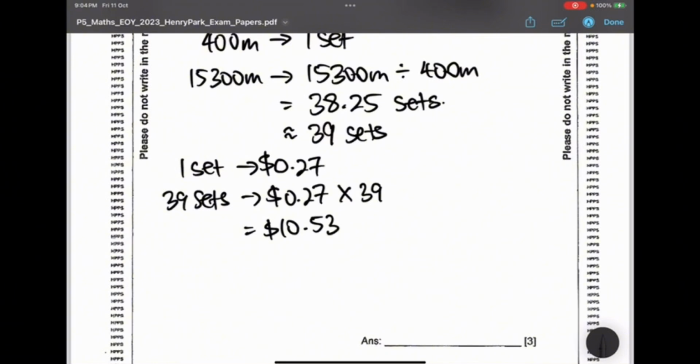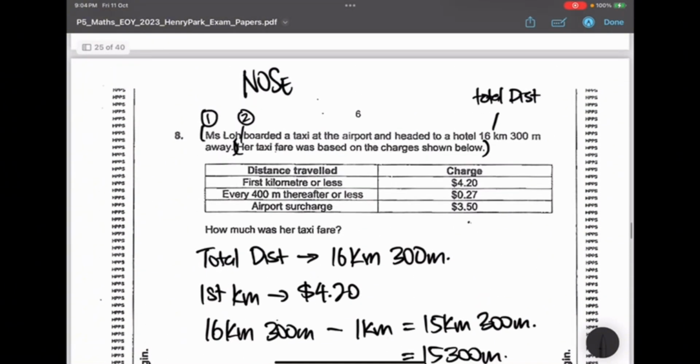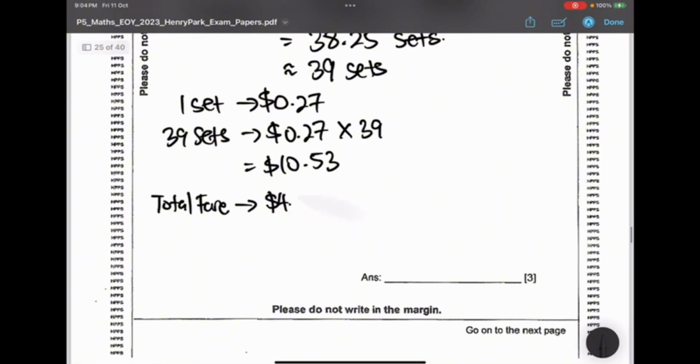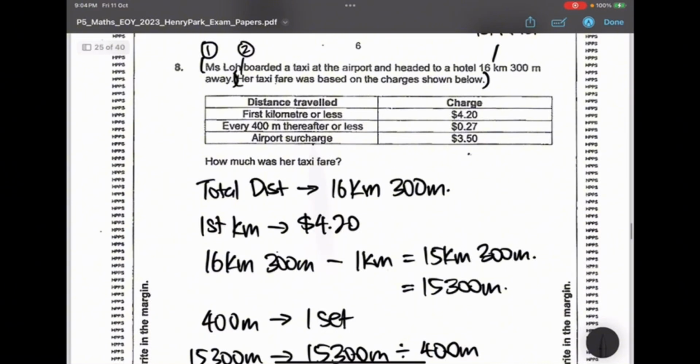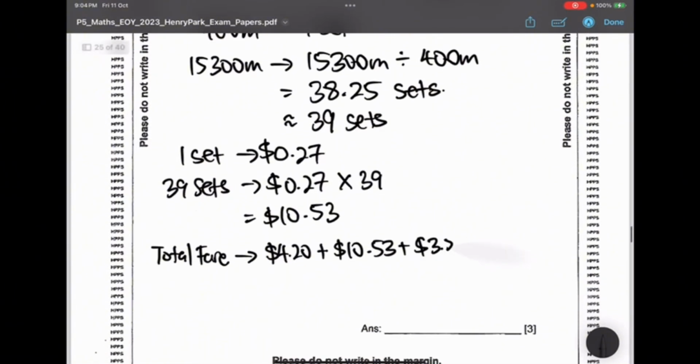Now what I want to do to find the total fare, I have to add the first kilometer, which is $4.20, plus 39 sets of 400 meters that we found, which is $10.53. And lastly, not forgetting the airport surcharge. Knowing that she boarded the taxi at the airport, we have to add this $3.50 as well. So adding all of these together, I would get a total of $18.23. And this is your answer for question number 8.